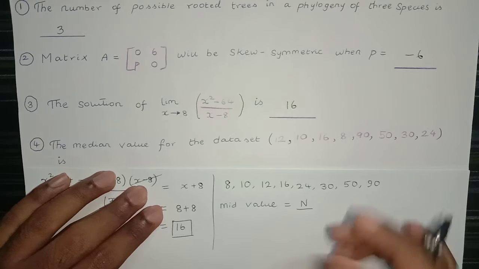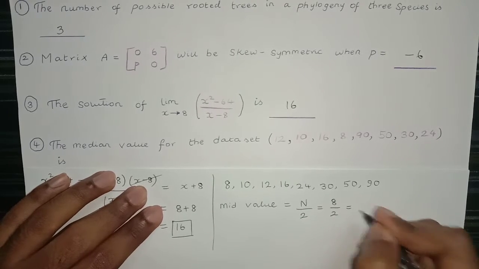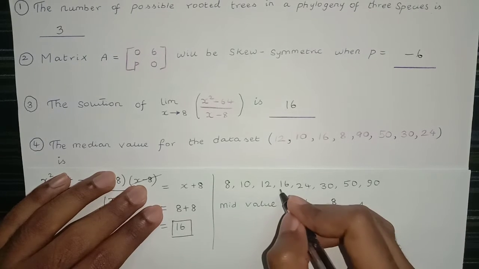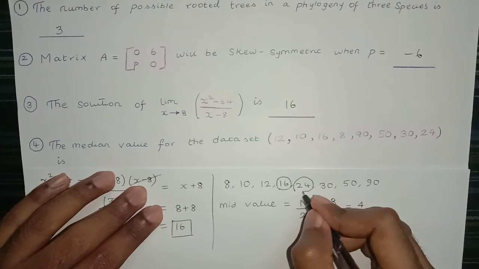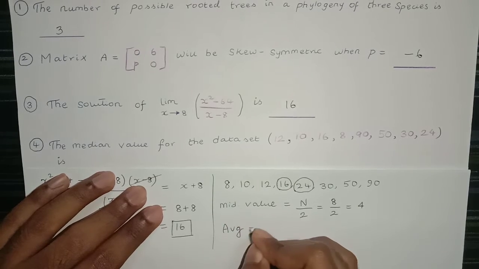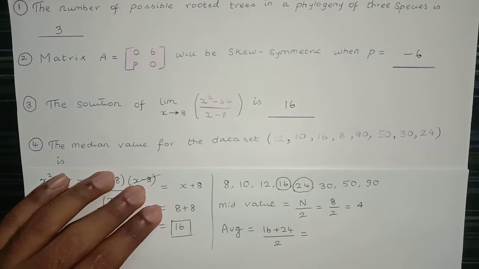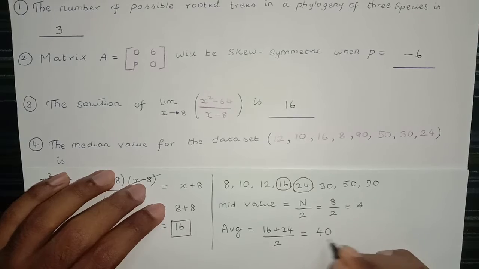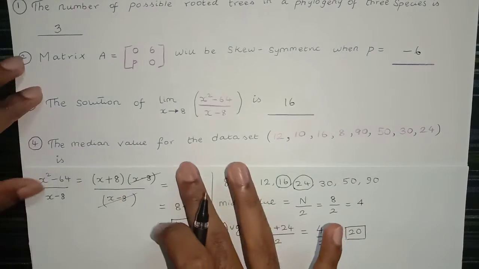The number of terms divided by 2, that is here 8 by 2. The fourth value is the mid, say 1 2 3 4. So this could be a middle value, and from here 1 2 3 4, this is a middle value. So let's average it. So the average would be 16 plus 24 over 2. So 16 plus 24, 40 by 2 is equal to 20, which is nothing but the median for this data set.